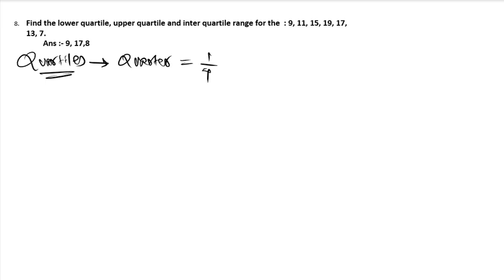So if you imagine a data to be a single line, we have to divide this line in 4 parts, right? And the points which divide this line in 4 equal parts are 3 in number. So 1 point will be in the middle, 1 point will be to the left side of the middle point, and 1 point will be to the right side of the middle point. The middle one is known as second quartile, and second quartile is nothing but median. Okay, this left side point is known as lower quartile.